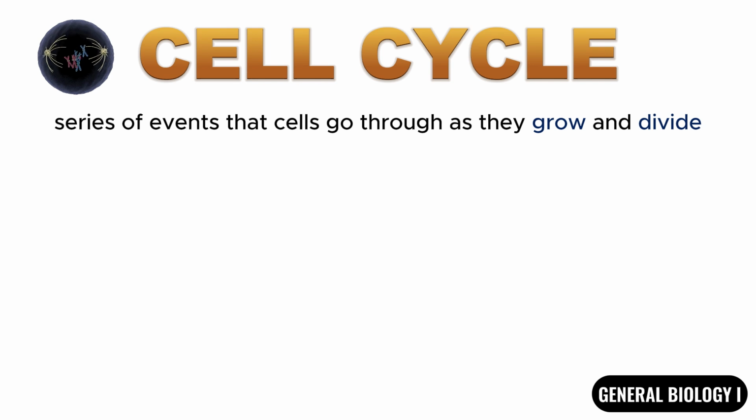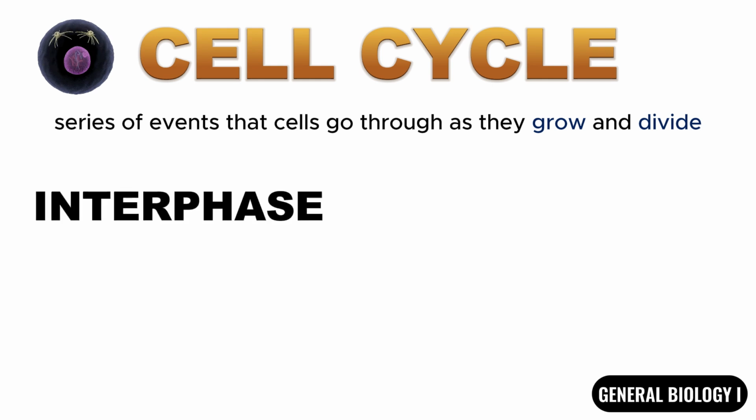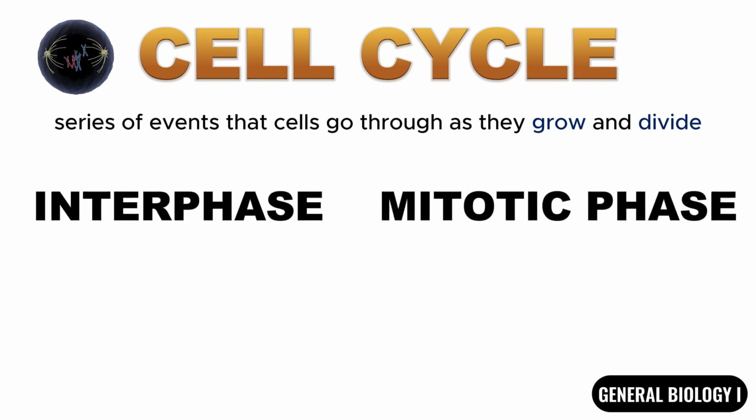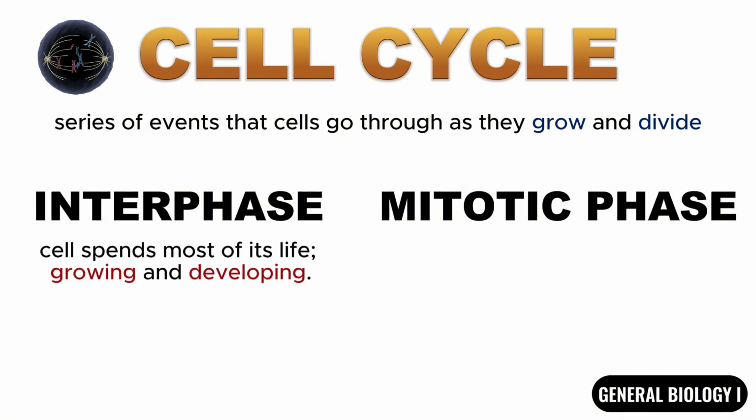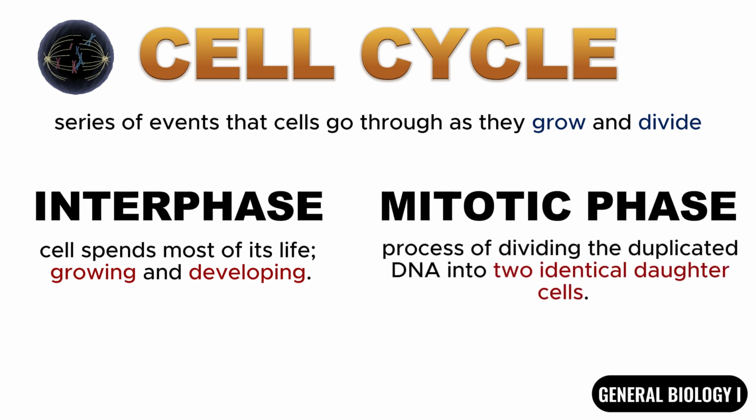The cell cycle is the series of events that cells go through as they grow and divide. It's divided into two main phases: interphase and mitotic phase. Interphase is where the cell spends most of its life, carrying out everyday functions and preparing for division. Mitosis is the process of dividing the duplicated DNA into two identical daughter cells.